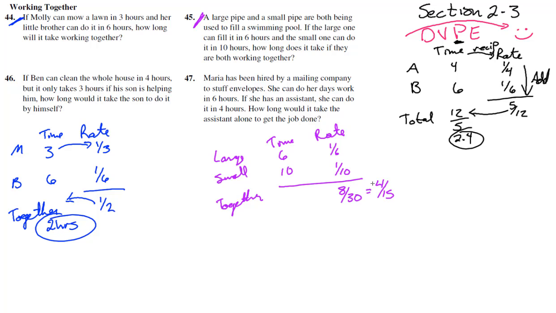4/15. So use the reciprocal to get back over here. So it would take 15/4 of an hour, and that is 3.75 hours, which is, let me see, 3/4 of an hour would be, what is 3/4 of an hour? Oh, 45 minutes. So this would be 3 hours and 45 minutes. Excellent. Let's move on to number 46.